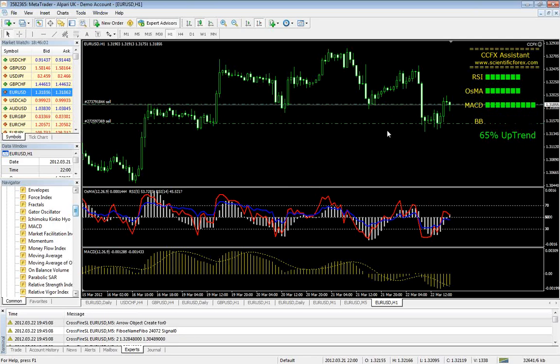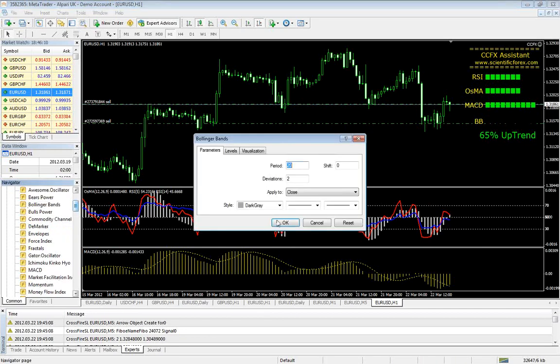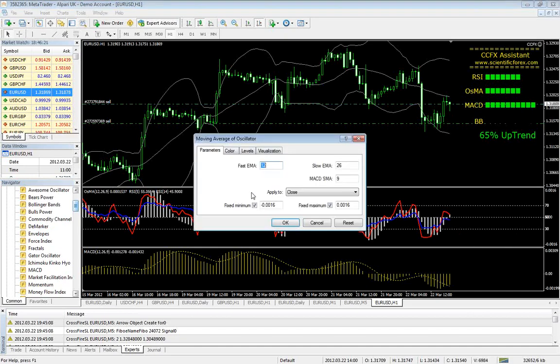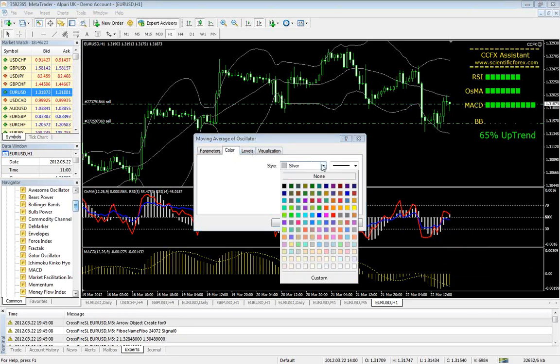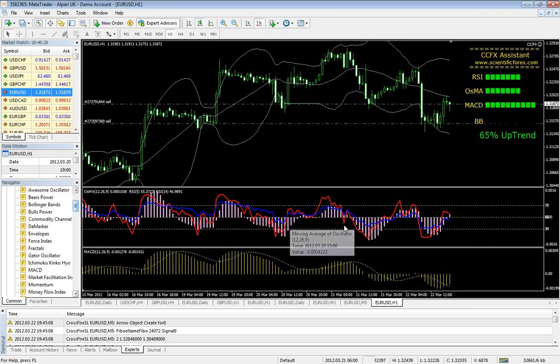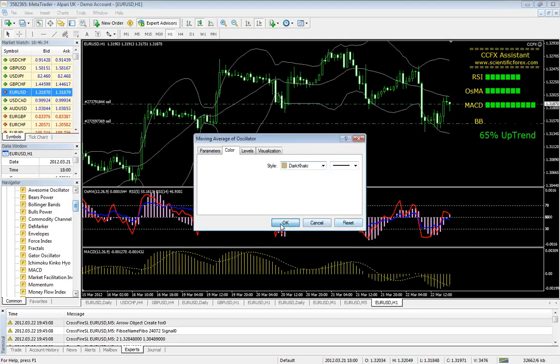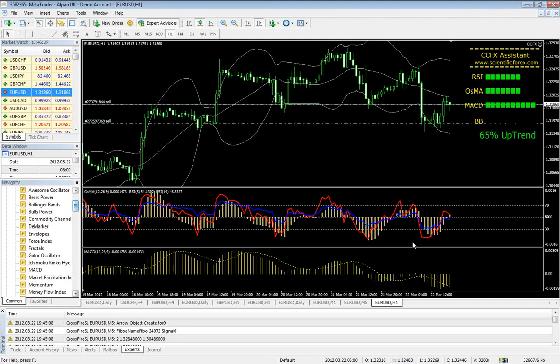Okay, so CCFX checks all of these indicators, also the Bollinger Band. Let me put this one here. I think I should make a different color for OSMA so you can see it better. Okay, let's leave it this way for now. So what it does, it checks for RSI.